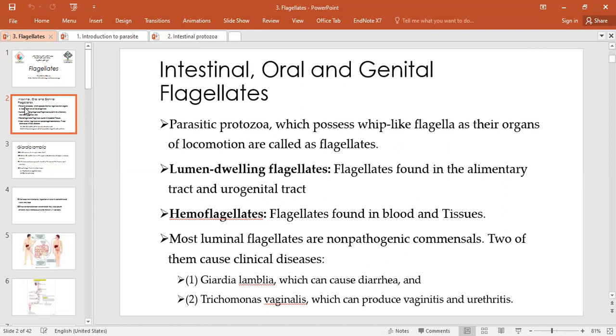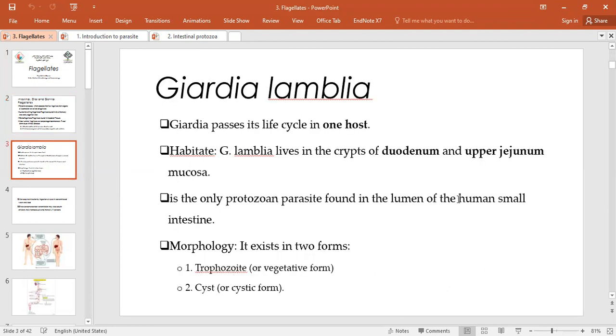The types of flagellates are divided into luminal dwelling flagellates, which are found in the lumen of the alimentary tract, and also hemoflagellates, which are found in blood and tissues. Most of the luminal flagellates are non-pathogenic. We will study Giardia and Trichomonas vaginalis, which are pathogenic. Giardia lamblia is endemic in third world countries, developing countries.